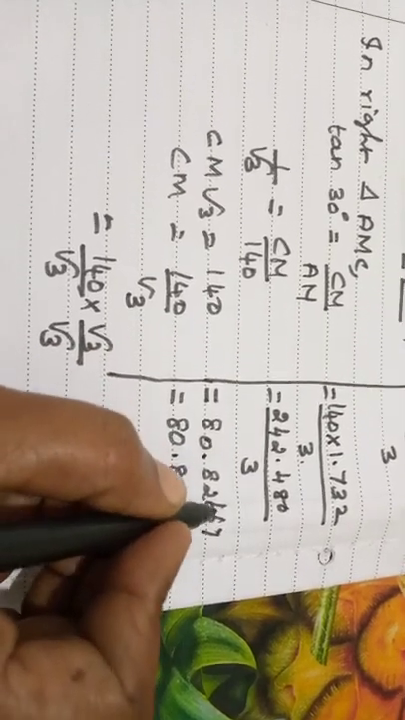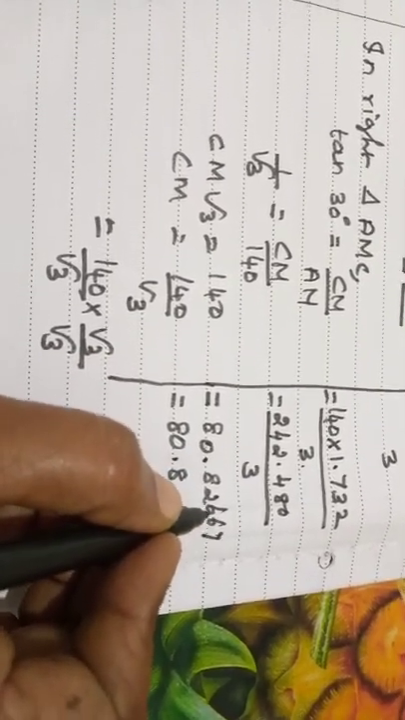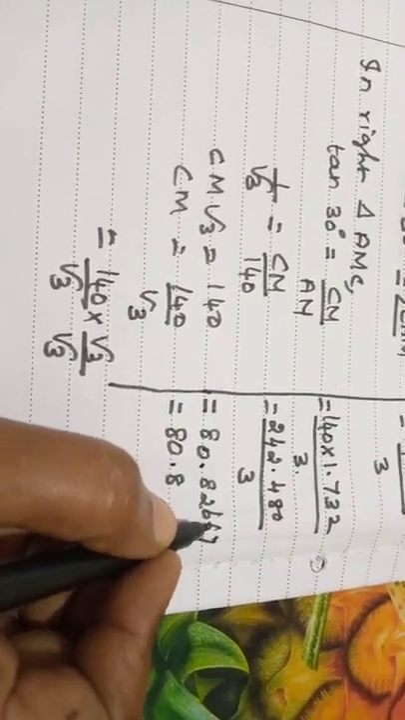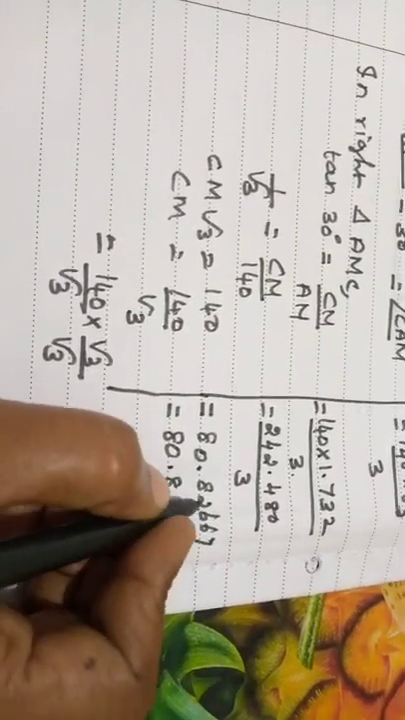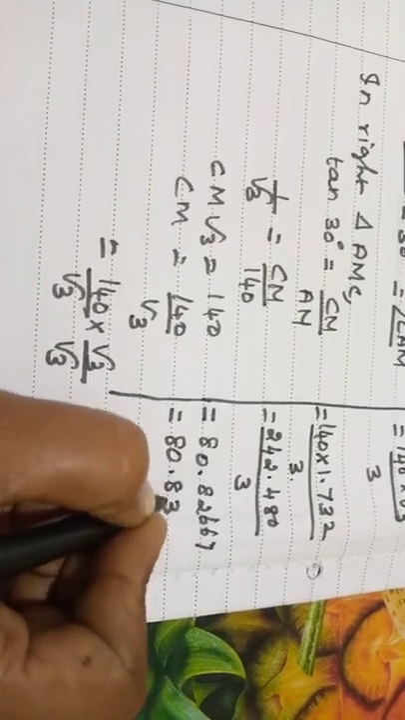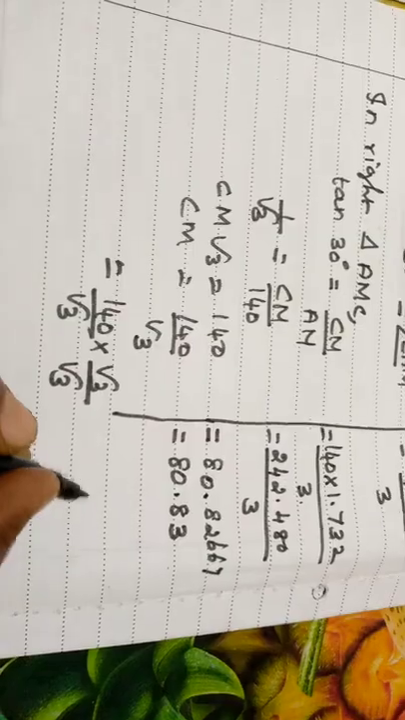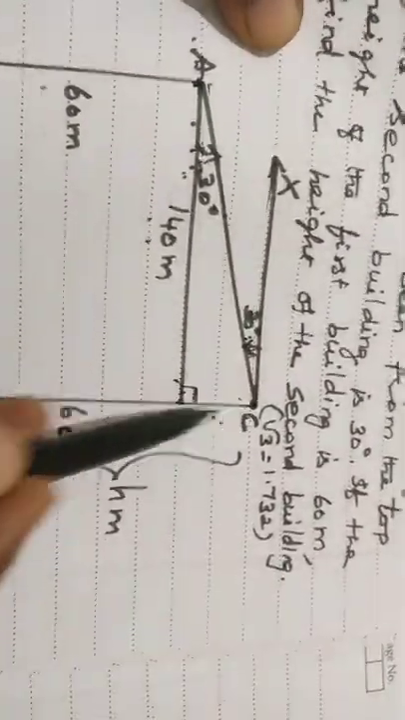The digit 2 is followed by numbers above 5, greater than 5. So 1 we can add to the previous digit: 2 plus 1 is 3. It can be written as 80.83. Now CM equal to 80.83. This CM is 80.83.